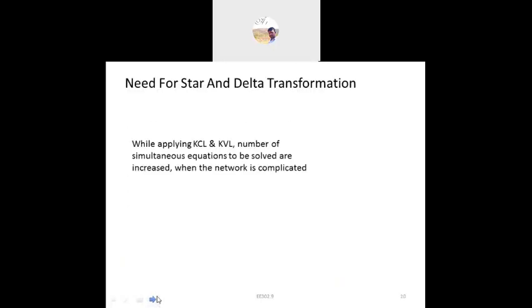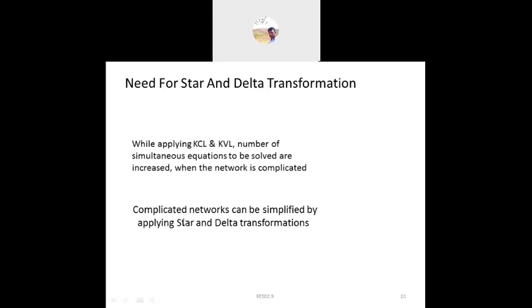While applying KCL and KVL, the number of simultaneous equations to be solved increases when the network is complicated. If there are 3 or 4 resistors, it will be easy. But if the number of circuit elements increases, it becomes very complicated. At that time, a complicated network can be simplified by applying the star and delta transformation.